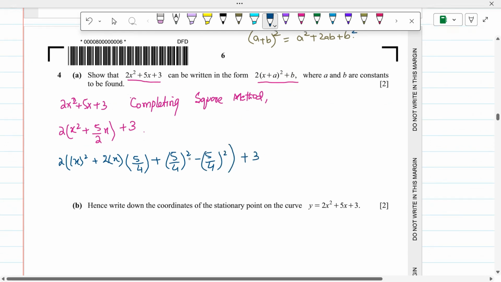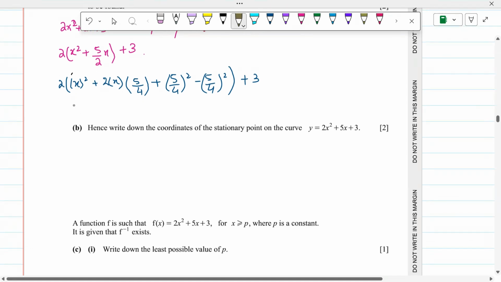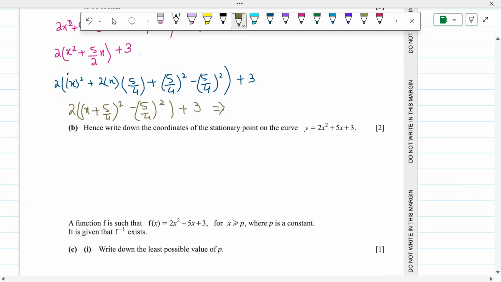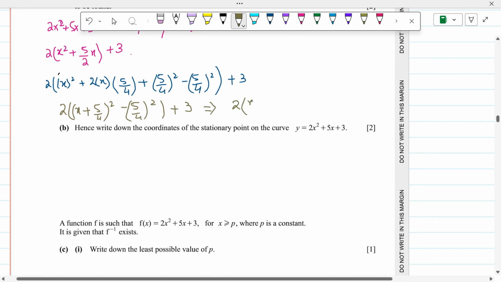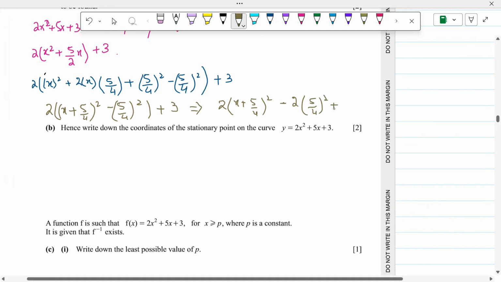plus 3. Now from here to here, this is the (a + b)², so we can write it as 2 times (x + 5/4)² minus 5/4 whole squared plus 3. Further solving, we will have 2 times (x + 5/4)², and 2 times this value is negative 2 times (5/4)² plus 3.